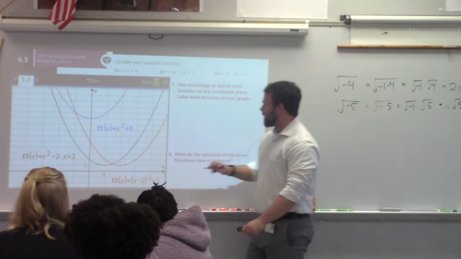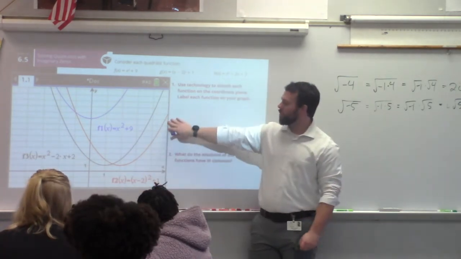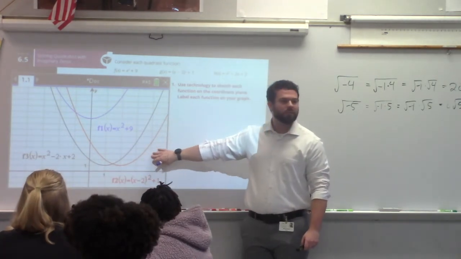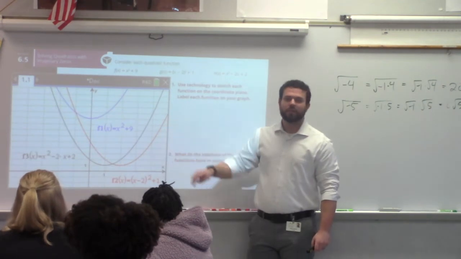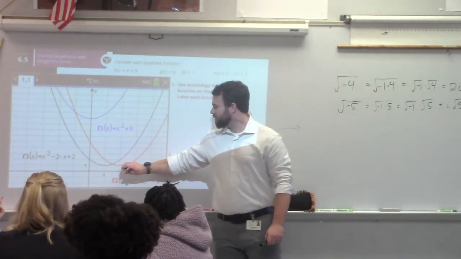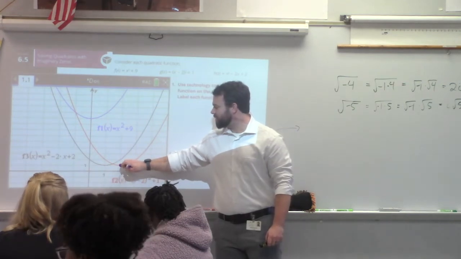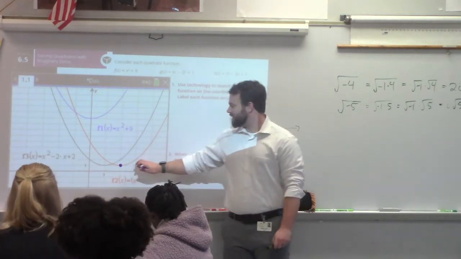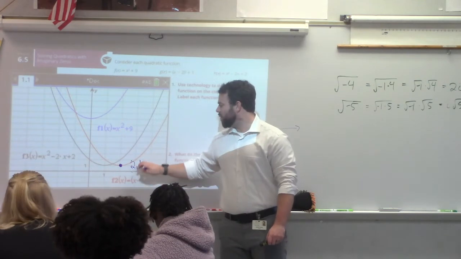Here's what I would say. What's an important point that you could draw for this red one? Does anyone know? The vertex or y-intercepts. What's that point called? Use your language. The vertex. And the one is 2, 1.